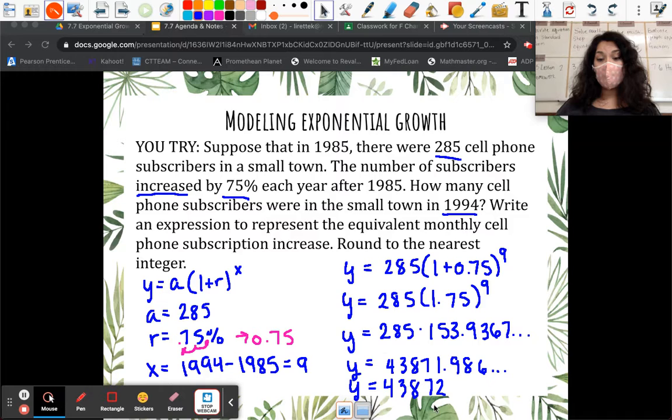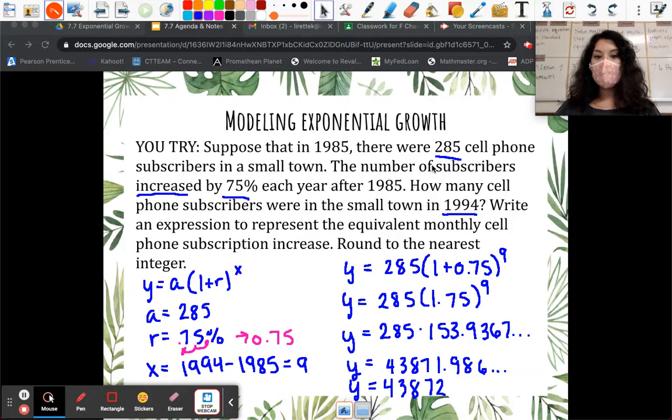You should have been in the ballpark at the very least, very, very close. It did say to round to the nearest integer, so this is what I ended up getting. Again, I'm waiting to round at the very end, so my answer is as accurate as possible. So I got 4,872 subscribers. So I'll kind of walk you through how I'm getting that.